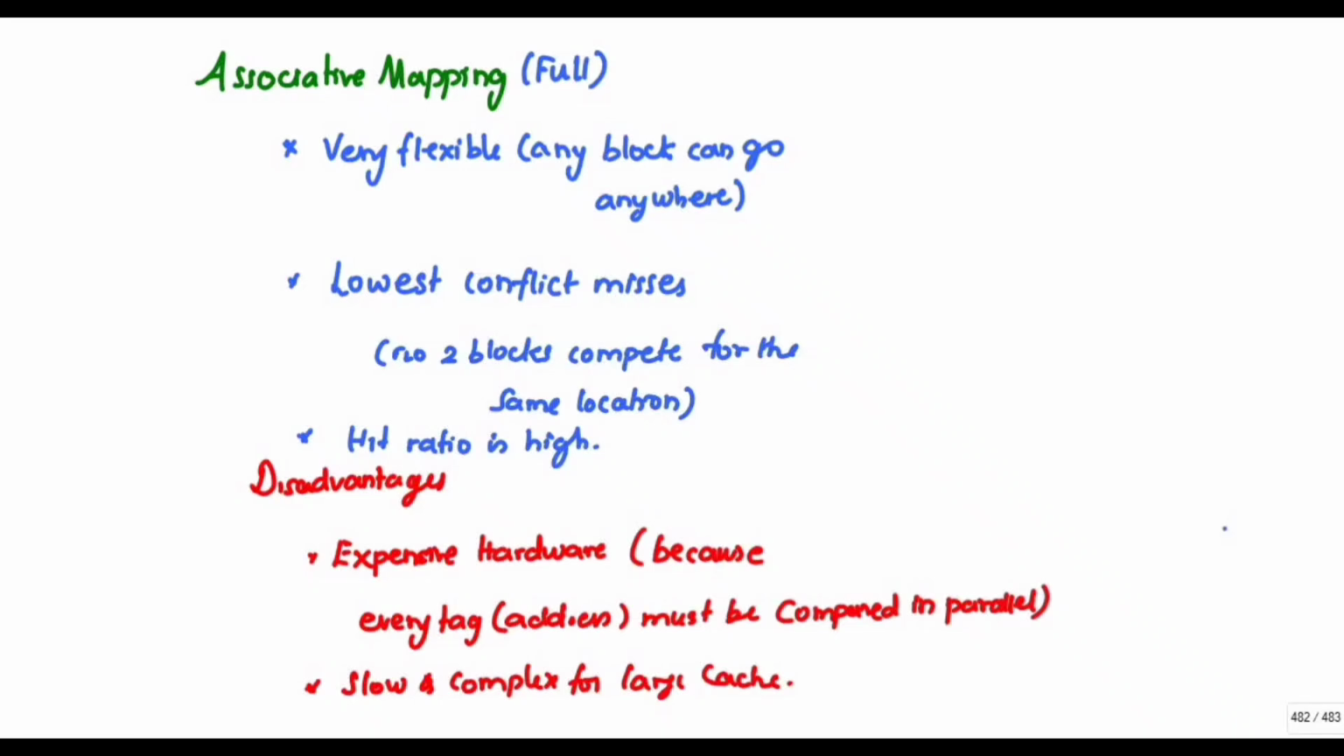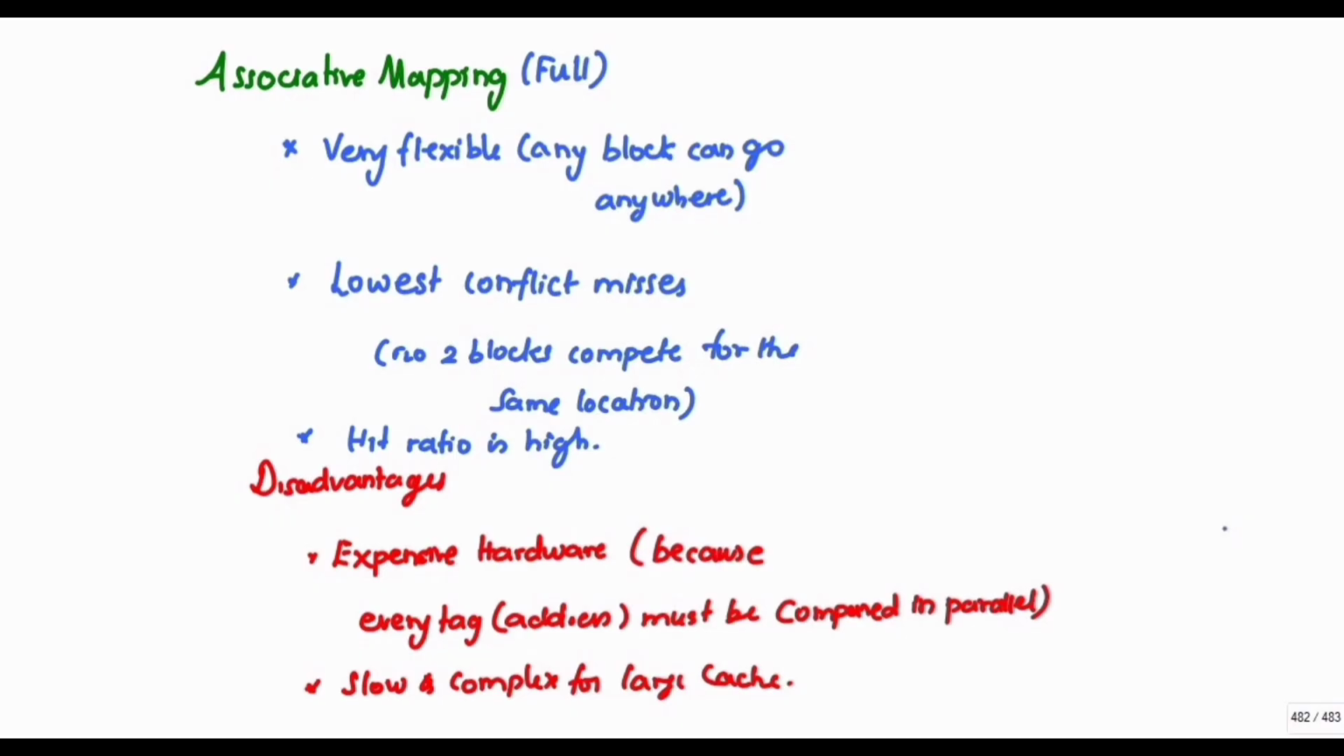In the last class, we discussed fully associative mapping. It is very flexible because any block can go anywhere in the cache. So the fewest conflicts occur, there is a low miss rate, and therefore we have a high hit ratio, because no two blocks will compete for the same location. So the hit ratio will be very high.